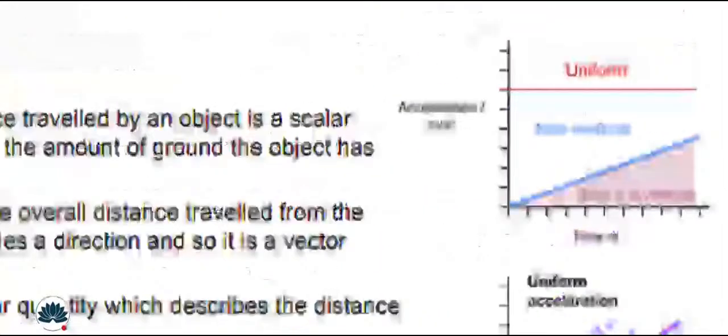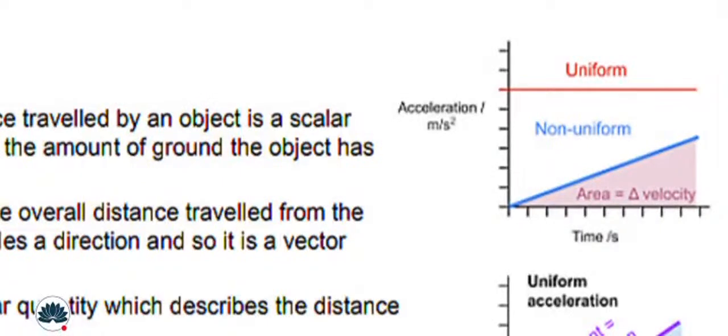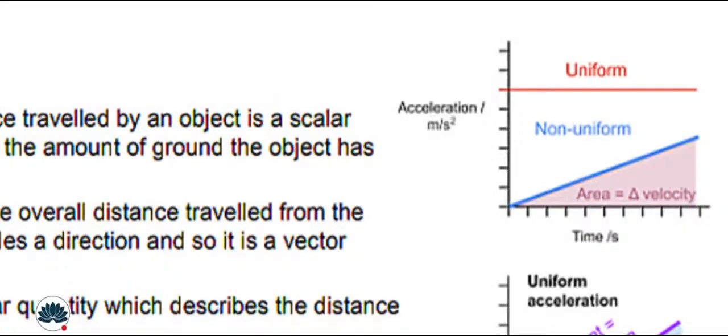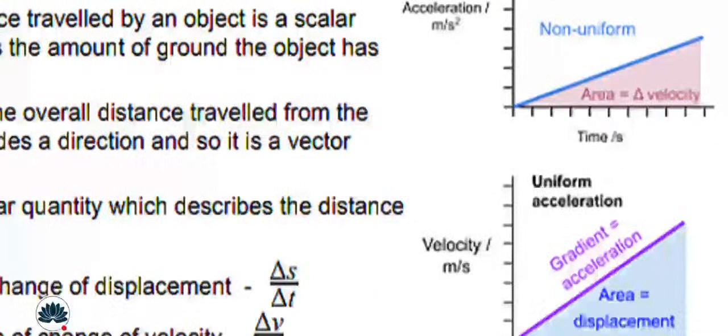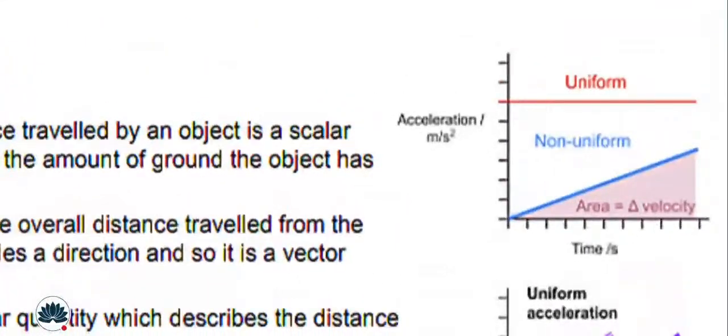As you can see now, this is the acceleration-time graph, and in this you can see that the red line shows a straight line of uniform acceleration. And how is it uniform? Because it is a straight line, it represents uniform acceleration. What does non-uniform acceleration mean? As you can see, the acceleration is increasing, meaning it is not constant.